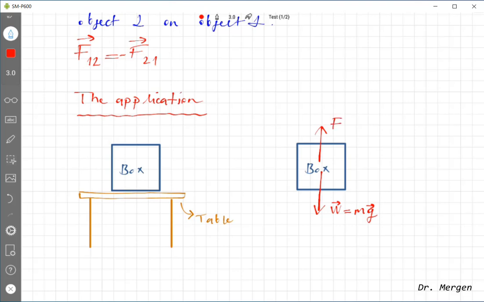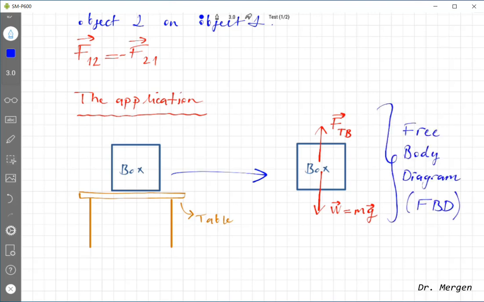Let's name this force as F table to box. What we did here was to isolate the systems, box and the table, from each other. This way we were able to represent the forces on the box alone. This pictorial representation is called a free body diagram, and this is a very important concept in force analysis.